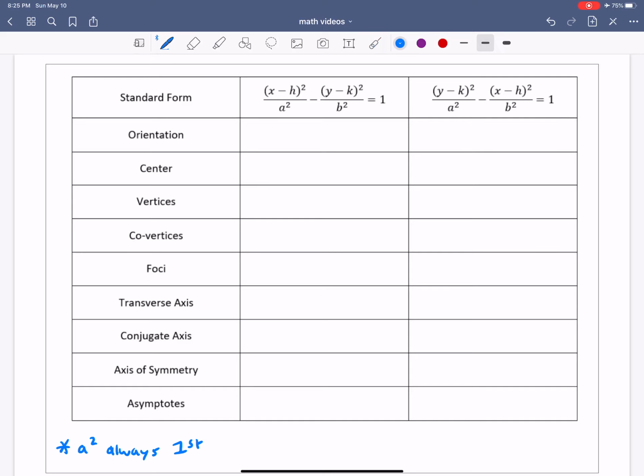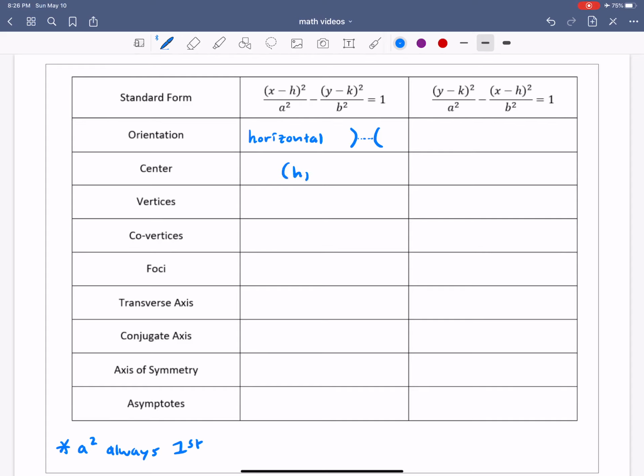When x is in the numerator of the first term, this is going to be a horizontal hyperbola. Now, the branches of the horizontal hyperbola look like this. They open to the right and the left. What's nice about this is that it sort of looks like the sides of an H. So that might be an easy way for you to remember that it's horizontal. Looks like an H.